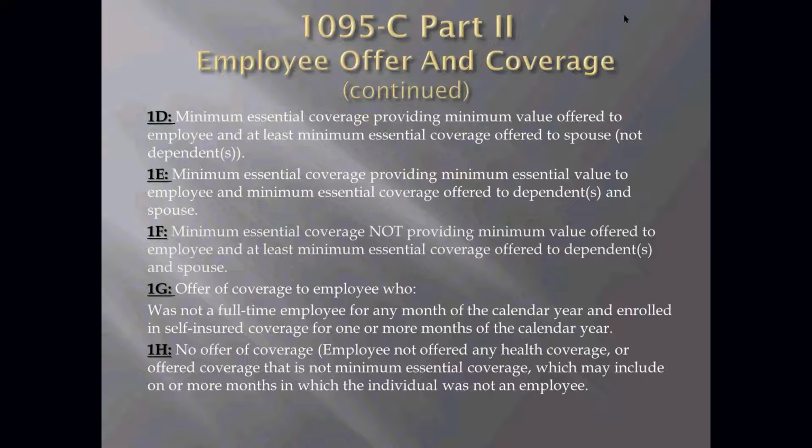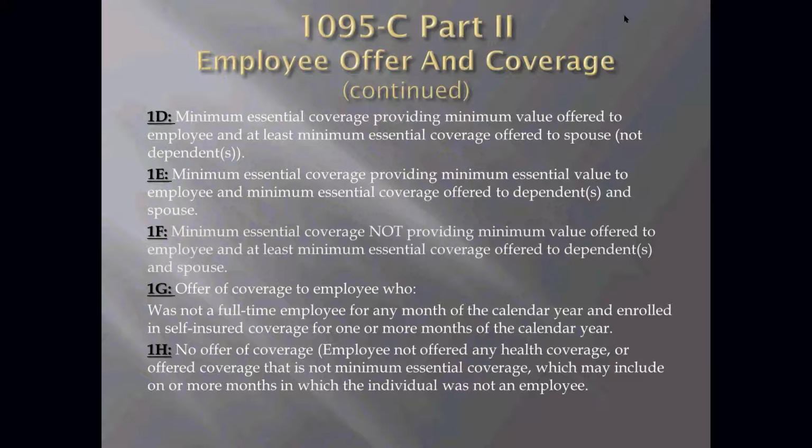Now, 1G is an offer of coverage to an employee who was not a full-time employee for any month of the calendar year and enrolled in self-insured coverage for one or more months of the calendar year. So if you have a plan that's available, and in the case we do have several fire districts, and you offer it to your volunteers who are not technically employees, 1G is going to be the coverage code that you're going to use.